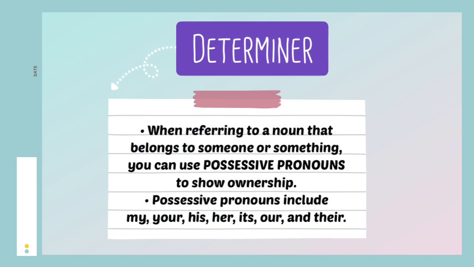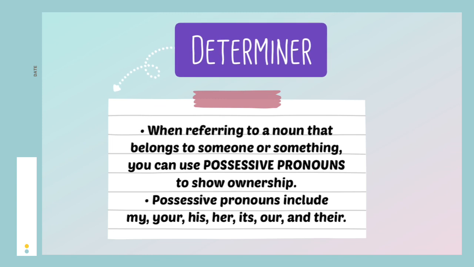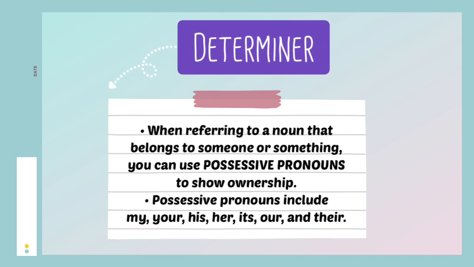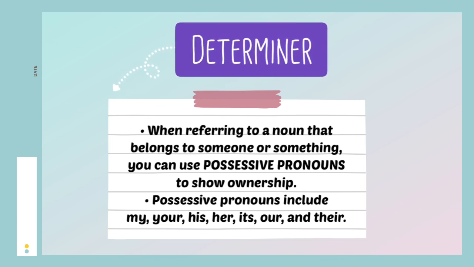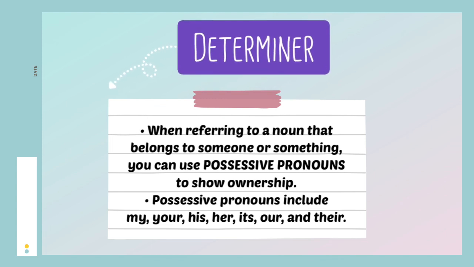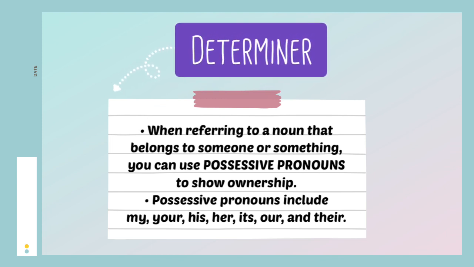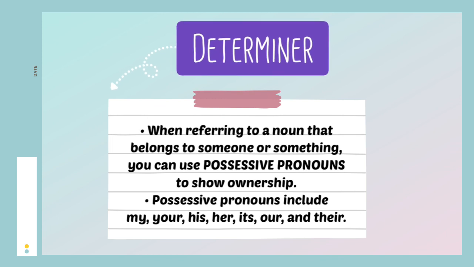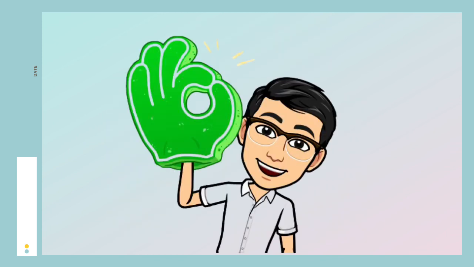When referring to a noun that belongs to someone or something, you can use possessive pronouns to show ownership. Possessive pronouns include my, your, his, her, its, our, and their. So, possessive pronouns are used to show ownership, pagmamay-ari. Kapag pagmamay-ari na ng iba, wag mo na agawin. Hanap ka ng para sa'yo. And that's it for determiners. Let's proceed to the next part of speech.